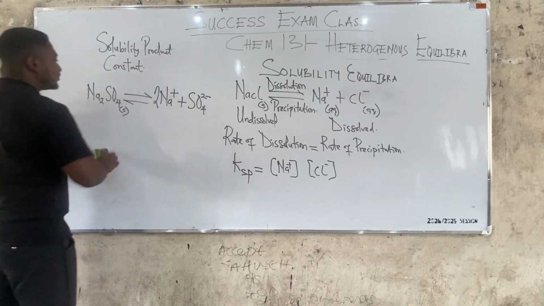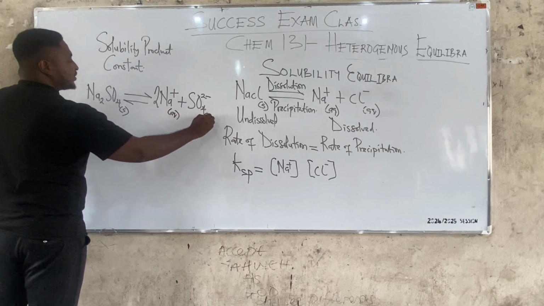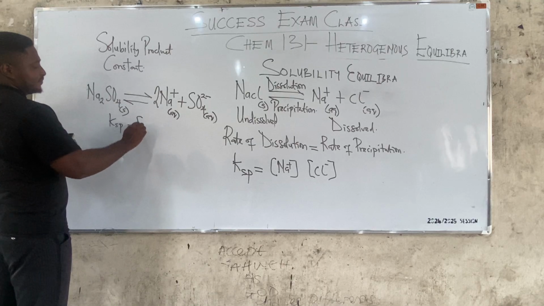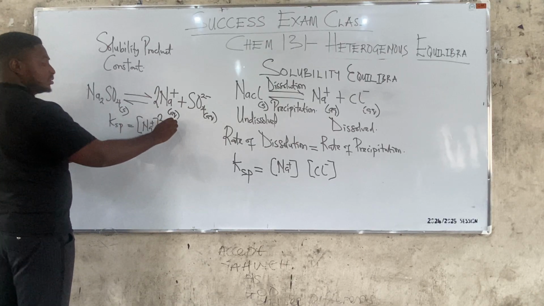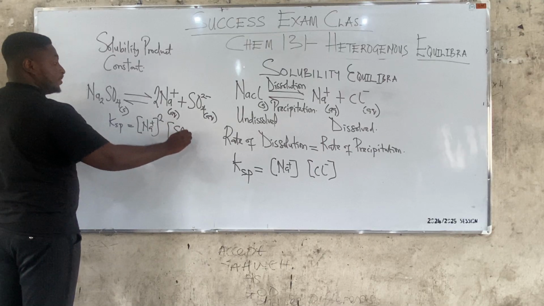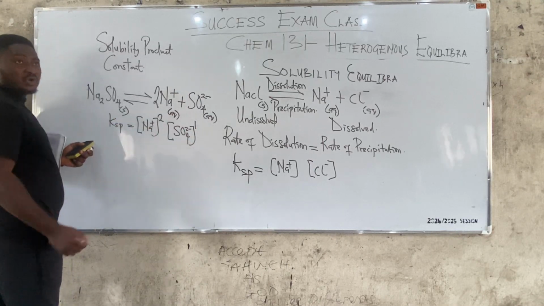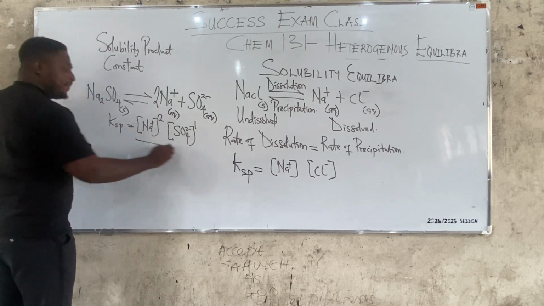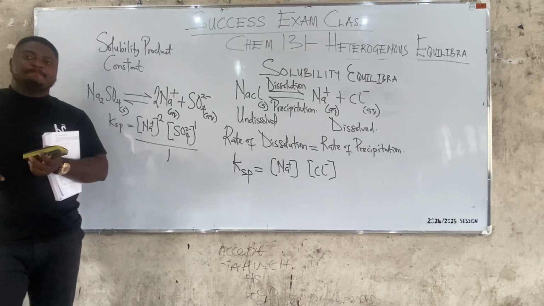Now, as soon as the salt dissolves, this component is now aqueous. The Ksp is the concentration of Na plus raised to the power of its coefficient, times the concentration of SO4 2 minus raised to the power of what? 1. It doesn't have any coefficient here, so you call it 1. All over, what is solid? Divided by... are we following, class? Good.